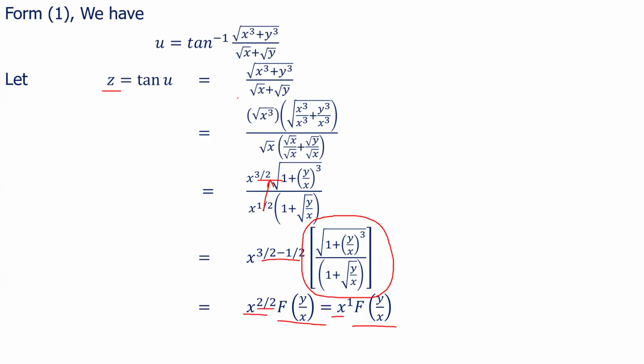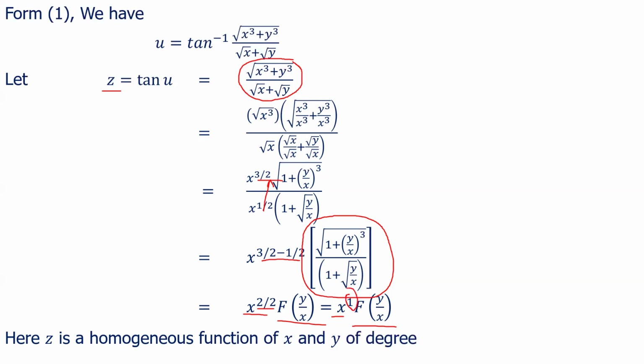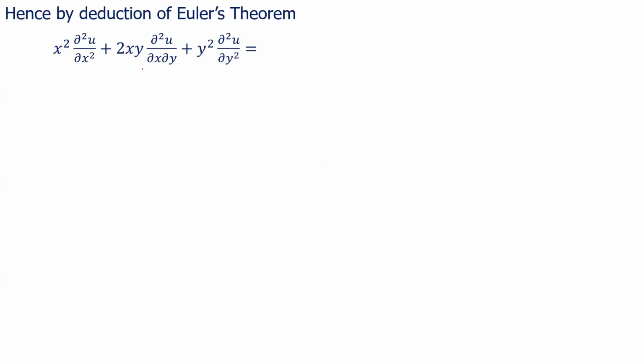So now this z, which is written as root of x³ + y³ upon root of x plus root of y, is a homogeneous function of x and y of degree, what is the degree of this? It is only 1, and f of u, which is equal to z, is given by tan u. Hence, by the deduction of Euler's theorem, x² ∂²u/∂x² + 2xy ∂²u/∂x∂y + y² ∂²u/∂y² is equal to g of u times (g'(u) − 1).